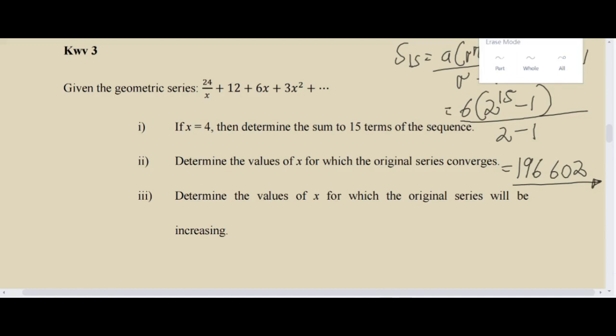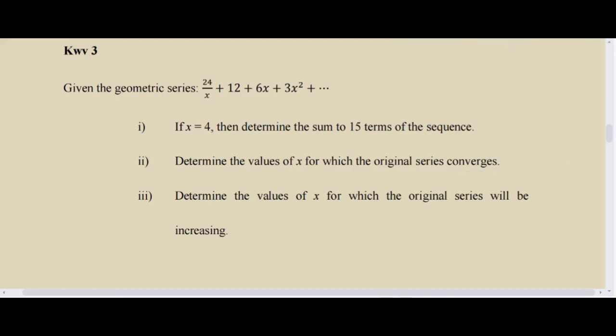They say, okay, let's solve this one too. Determine the values of x for which the original series converges. So now they want the values of x for which this series will converge. So how do we do that one? Remember, when they talk about the original series, they mean before you make x 4. So we made x 4 in the first question, but here with number 2, we are solving this in terms of x. So we haven't substituted our x.